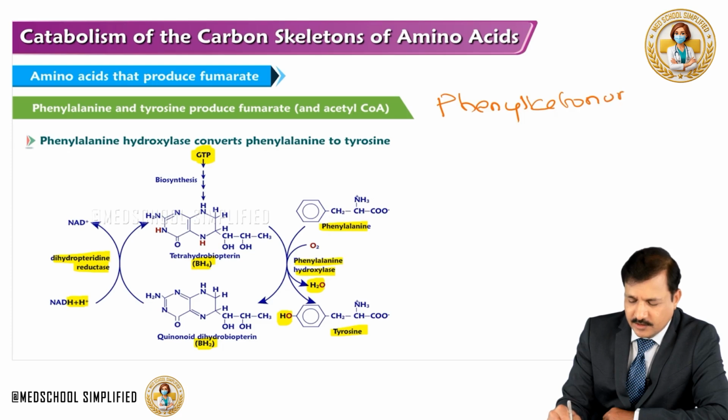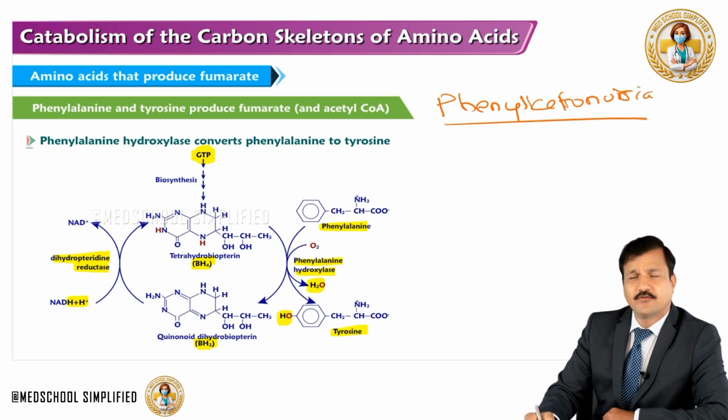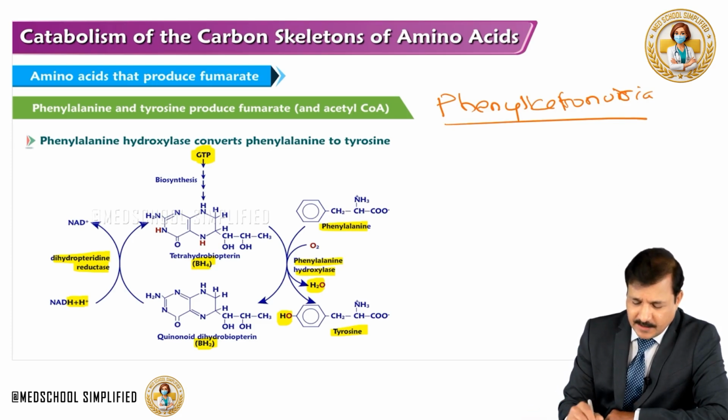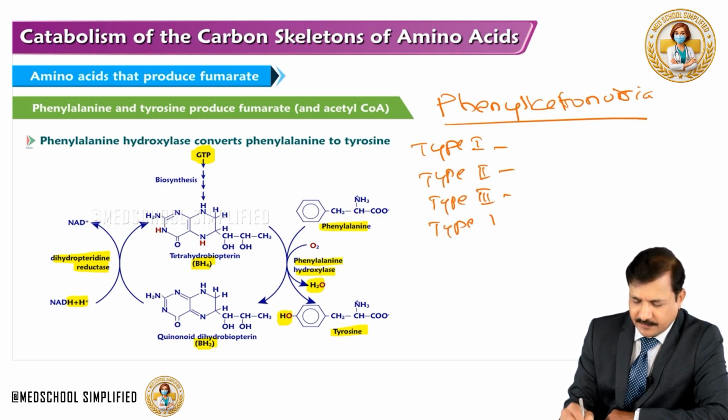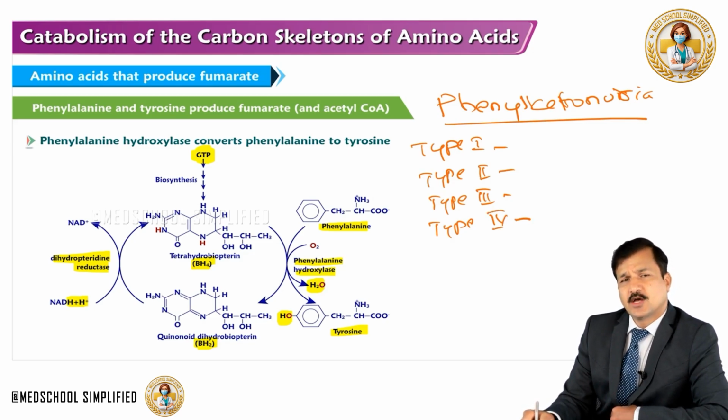Phenylketonuria. We are going to go over this disease in detail later. So, there are 4 types of phenylketonuria: type 1, type 2, type 3, and type 4 phenylketonuria. These are the 4 types. What are all the causes for each one of them?